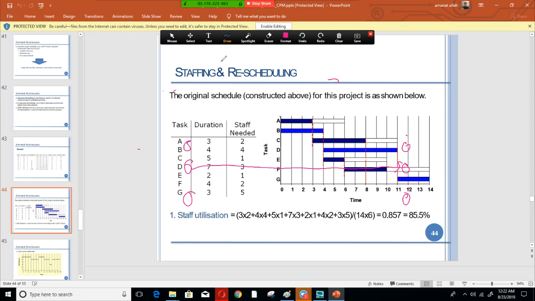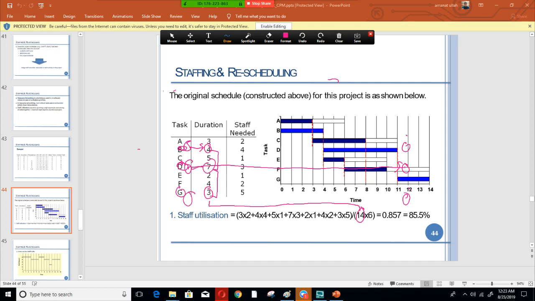So to get this 14, we have to take B, D and G. These are the 3 critical tasks. So we have to add the durations of the 3 critical tasks. Here we get 4 plus 7 plus 3. 4 plus 7 plus 3 equals 14. This is how we get this 14 over here.